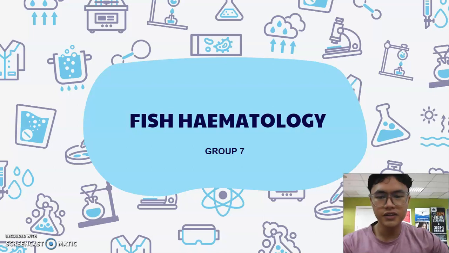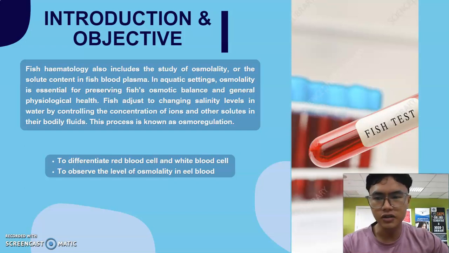Today I will present about fish hematology. For introduction and objective, fish hematology also includes the study of osmolality or the solid content in fish blood plasma. In aquatic settings, osmolality is essential for preserving fish osmotic balance and general physiological health. Fish adjust to changing salinity levels in water by controlling the concentration of ions and other solutes in their bodily fluids. This process is known as osmoregulation.